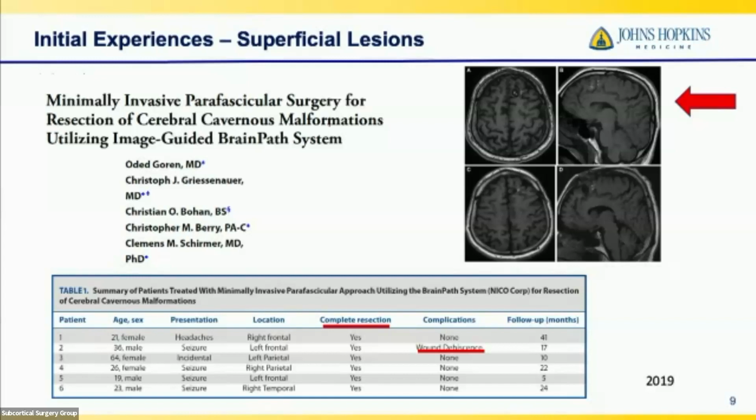So Dr. Shermer and his group at Geisinger published their series on cavernous malformations using some of these retractor systems. It was a relatively small series of 6 patients. As you can see from their imaging, there were pretty superficial lesions, superficial enough that, honestly, in the more recent literature they probably wouldn't count as deep-seated lesions. But nevertheless, it's these kinds of experiences that allow us to feel comfortable as we approach deeper and deeper lesions.